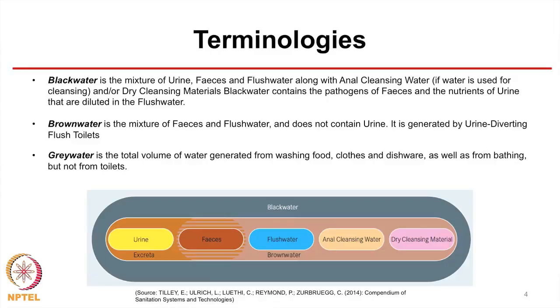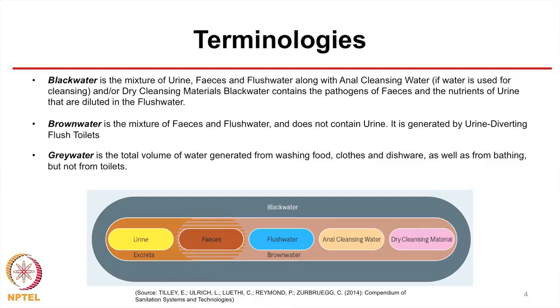For example, a city such as Mumbai will have a very different kind of wastewater characteristics than a city such as Kochi or Jaipur, because they have very different climatic conditions, very different water culture, and that affects the wastewater quality and the quantity. Okay, so we'll discuss that. I think you have been exposed to this terminology.